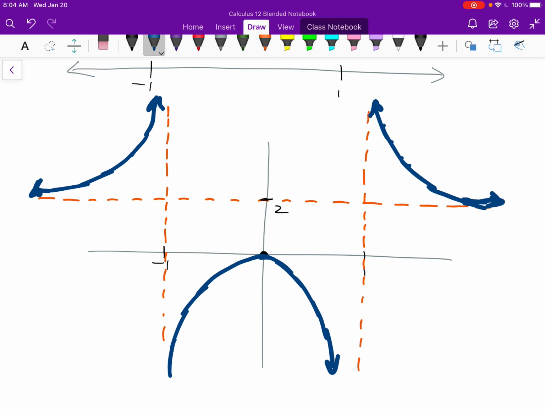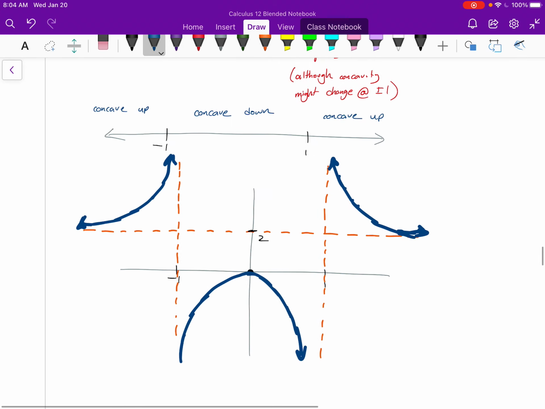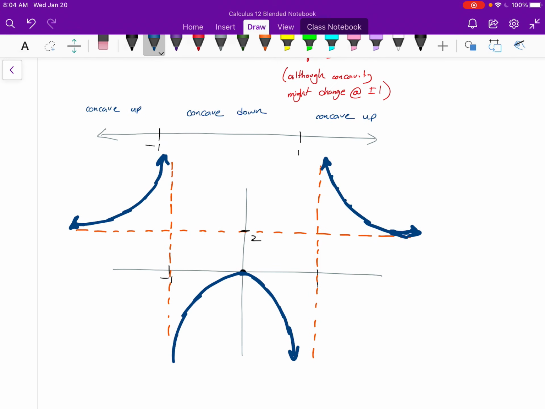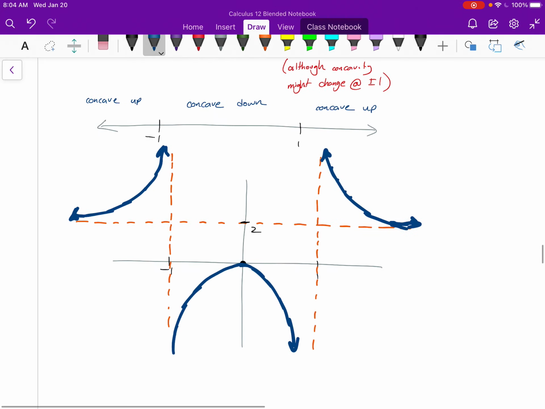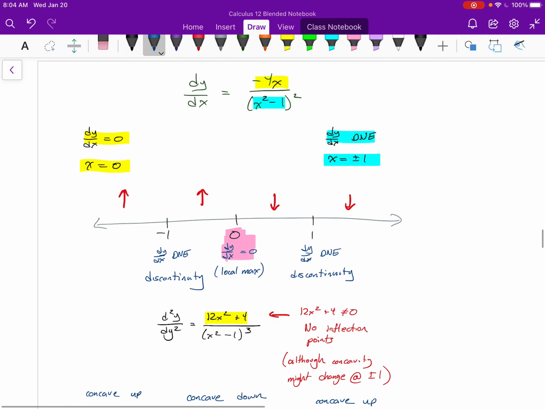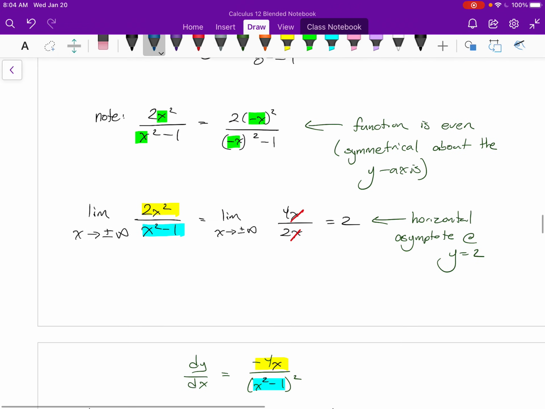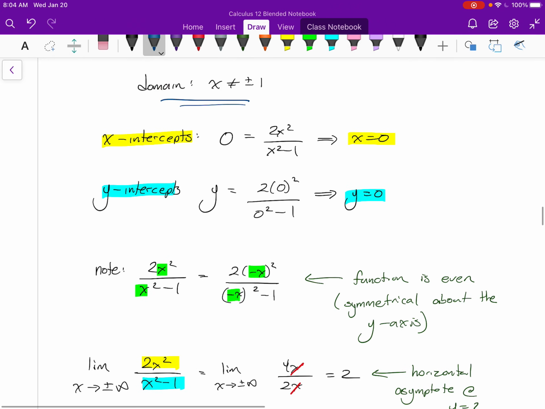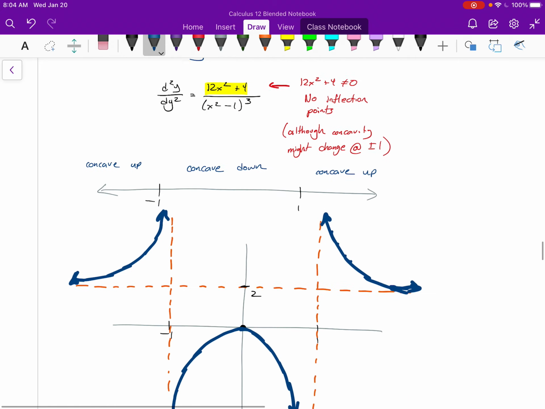Now at this point, if I hadn't already done all this, I would look at all the points and just double check all things. Notice the concavity is concave up, less than -1, greater than 1. It's concave down in between. My increasing and decreasing intervals all match up. The asymptotes match up. It's symmetrical. I got my x-intercepts, the domain. Everything kind of comes together back to this.